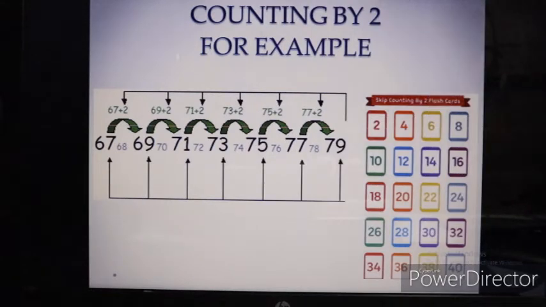Skip counting by 2s. The example shows how to count forward by 2s starting from 67. Add 2 to get the next number when skip counting by 2s. Do not count the in-between numbers.